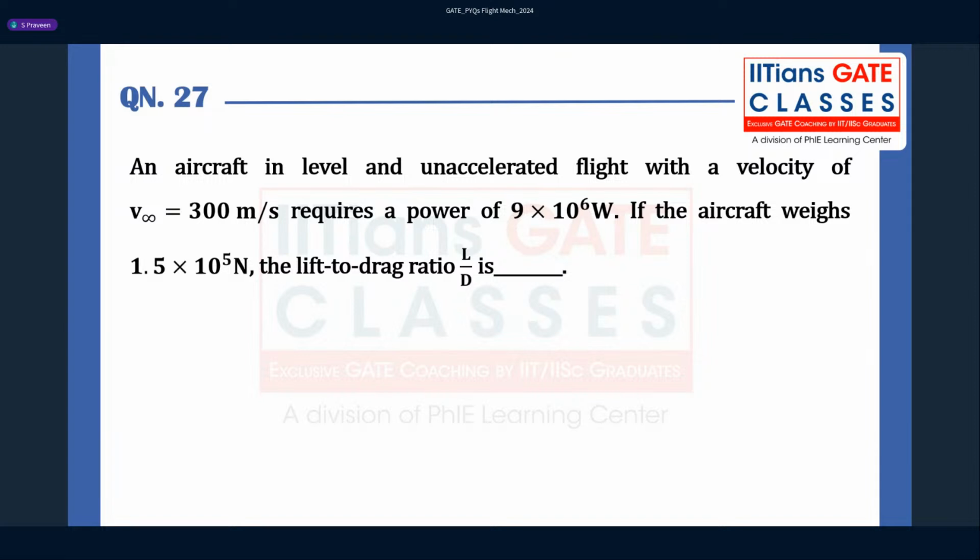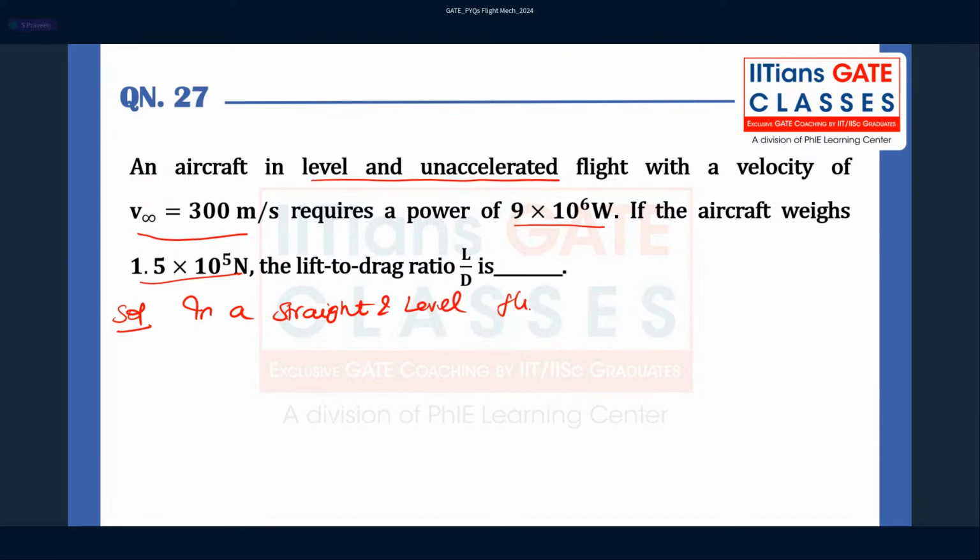An aircraft can fly in level, unaccelerated flight with a velocity of 300 meters per second and requires a power of 9 into 10 power 6 watt. If the aircraft weighs 1.5 into 10 power 5 Newton, the lift to drag ratio is dash. It says level and unaccelerated flight, so in a straight and level flight, lift is equal to weight and thrust is equal to drag. But I also know that I can write the thrust as the power available divided by the velocity, correct?